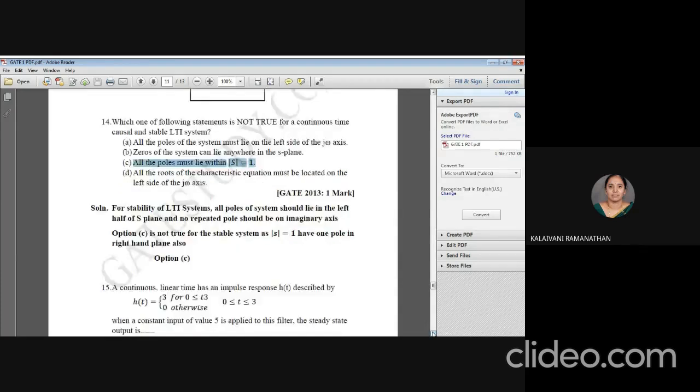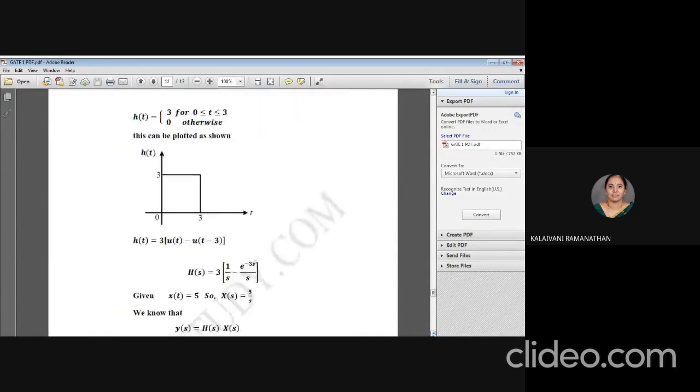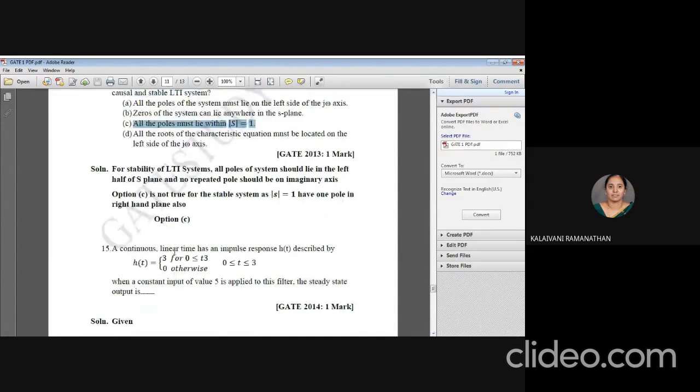Next question is a continuous time, once again. A continuous time linear time invariant filter has an impulse response described by h of t equal to 3 for 0 less than or equal to t less than or equal to 3, and 0 otherwise. When a constant input of value 5 is applied to this filter, the steady state output is?